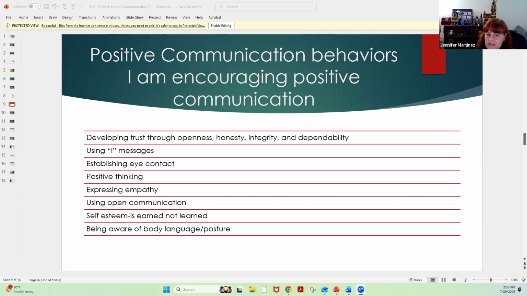Has anybody heard of I messages? No. So I messages are, let's see, if I were to have... Go ahead, Tamisha, I'm sorry. Yes, I have. You can't put yourself in the documentation. Like, I assisted the patient to the bathroom, something like that. Okay, so that would be an I message. Yeah, I assisted the patient to the bathroom.